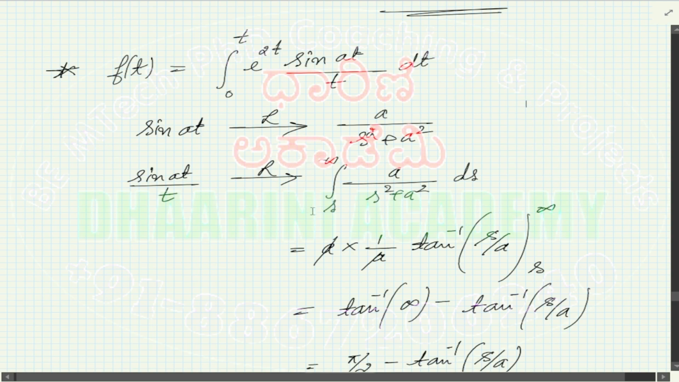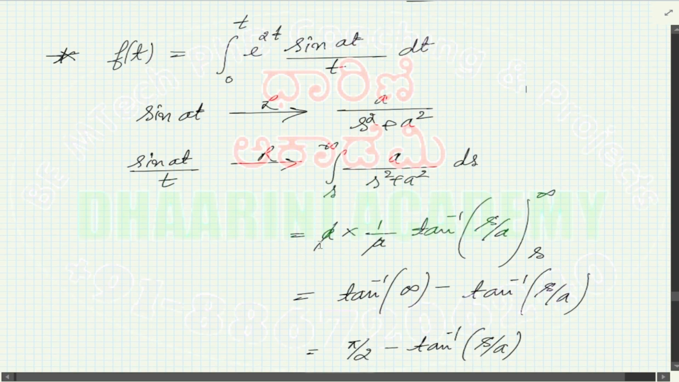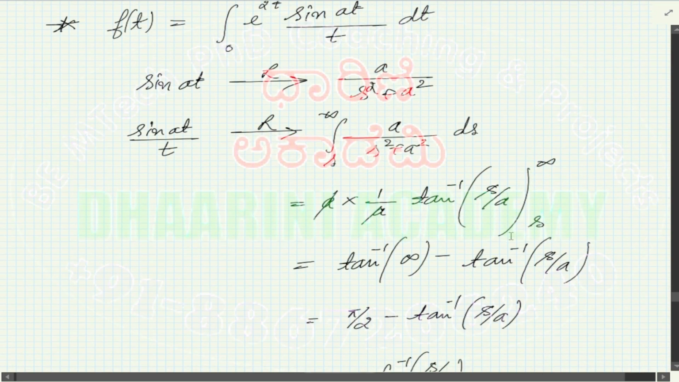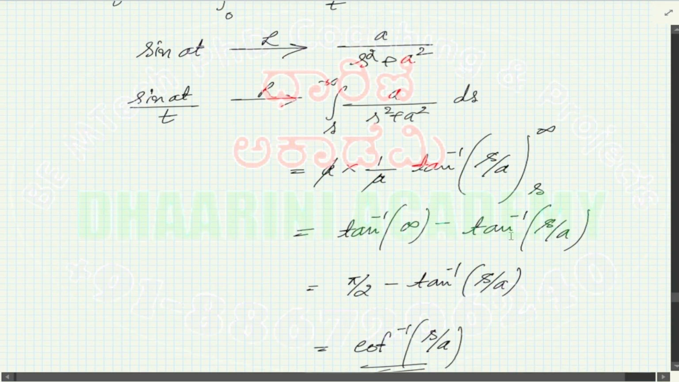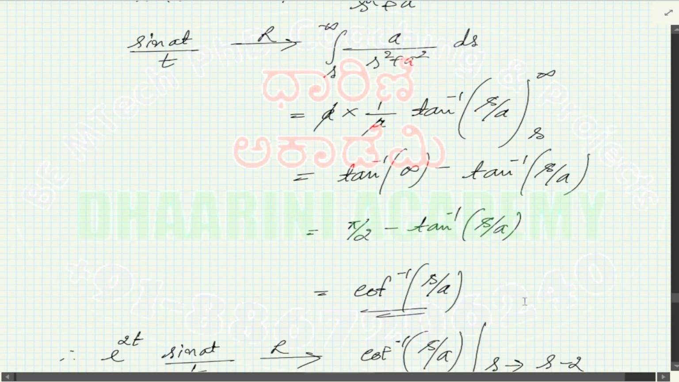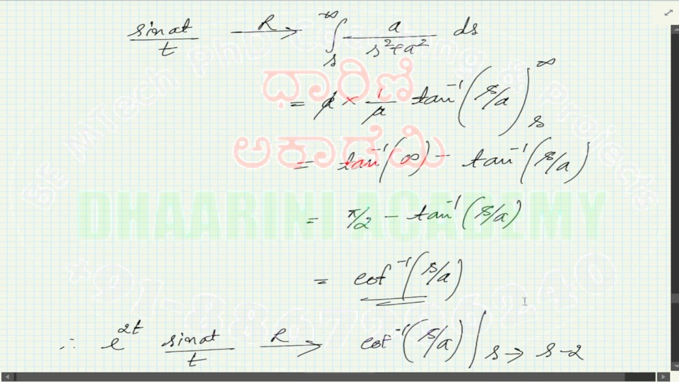So s to infinity a by s square plus a square ds will perform. So a is outside again. So 1 by s square plus a square is 1 by a tan inverse of s by a, standard. Okay, substitute infinity and a over there. You get tan inverse of infinity is pi by 2 minus tan inverse of s by a, right? So 90 minus theta is cot, right? So that we apply and we got answer as cot inverse of s by a, right?